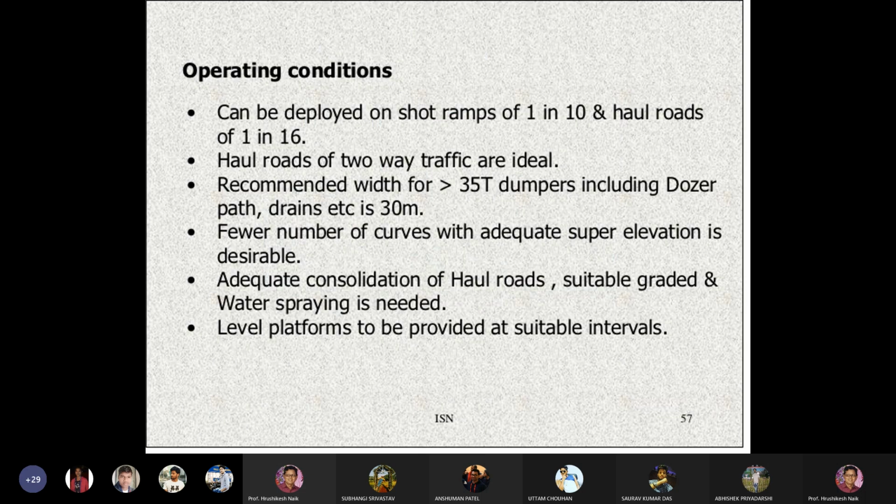Operating conditions of a dumper: it can be deployed on short ramps of 1 in 10 and haul roads of 1 in 16. Haul roads of two-way traffic are ideal for the dumper. The recommended width for a 35-ton dumper, including dozer path, drain, etc., is 30 meters. Fewer number of curves with adequate super elevation is desirable. Adequate consolidation of haul roads should be done, they should be graded, and water spraying is needed. Level platforms should be provided at suitable intervals.